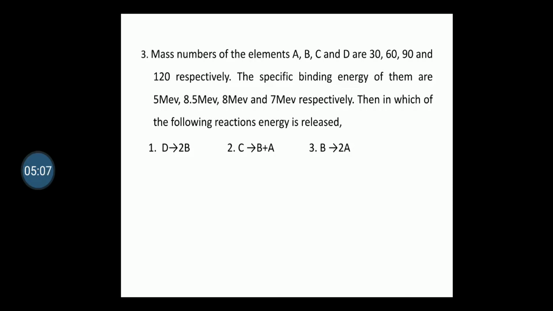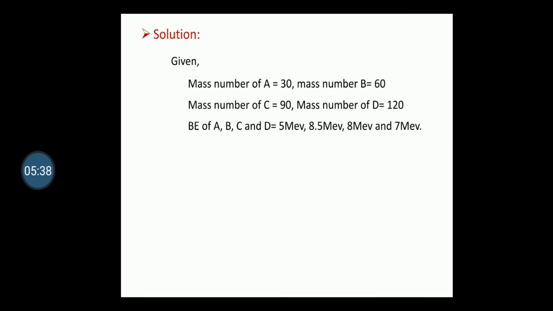We are given 3 reactions. D is forming 2B, C is forming B plus A and B is forming 2A. We are given 4 options. Option A is energy is released only in first reaction. Option B is energy released is in second and third reaction. Option C is energy is released in 1 and 3 reaction. Option 4 is energy is released in all 3. Let's see how to solve this.